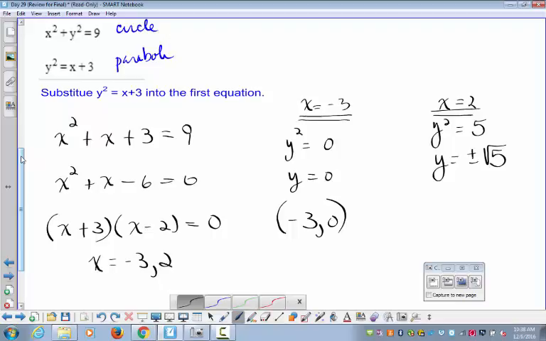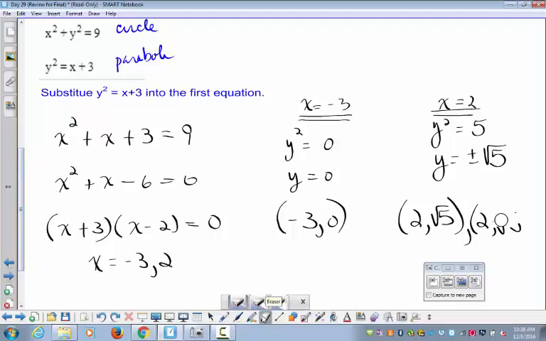And then our ordered pairs. We have 2 comma positive root 5 and 2 comma negative root 5. So 3 answers, 3 solutions. And that fits conceptually. Okay, that's logical. So we would have 3 answers.